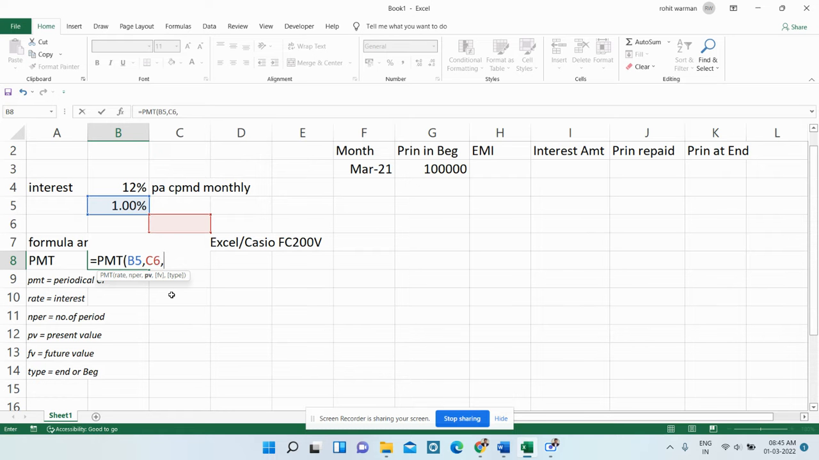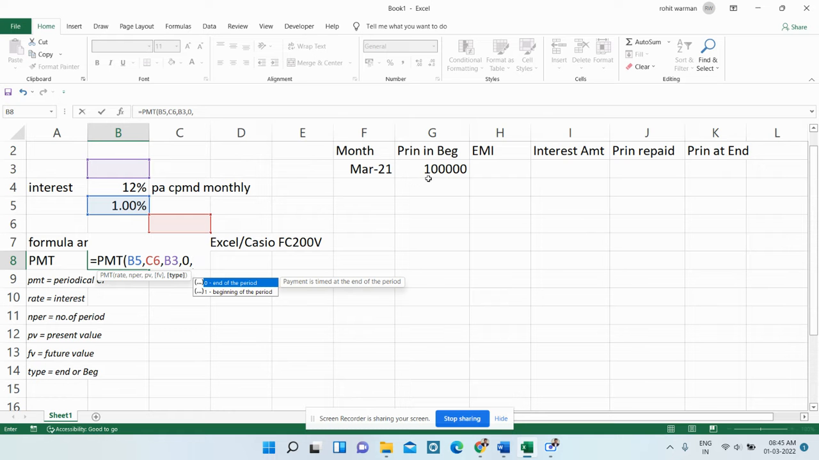Now, what is the PV? Present value. At present, the amount is 1 lakh. So somewhere here I will mention the principal and the future value. There is no future value here. Future value means, as the name says, in the future. So there is no value, zero. And the most important thing, the type, means when the EMI has to be paid.